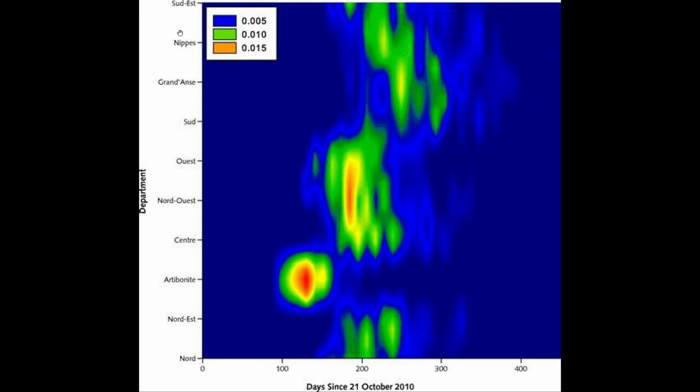So this is a spatial look at the propagation. You can see, for example, it starts here and peaks here, and then it moves as time progresses to a variety of locations, and it gets to different locations at different times.